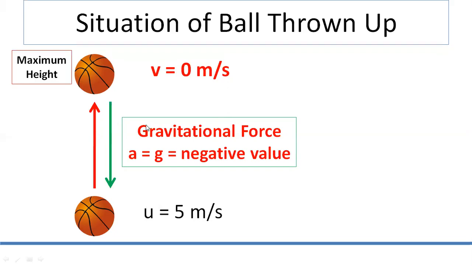So hence I'm trying to explain to you that when a ball is thrown up, just remember this: whenever the ball is thrown up, final velocity is 0, and acceleration has to be taken negative. That's it. ठीक है, इतना ही ध्यान में रखना है. Final velocity 0 and acceleration negative.